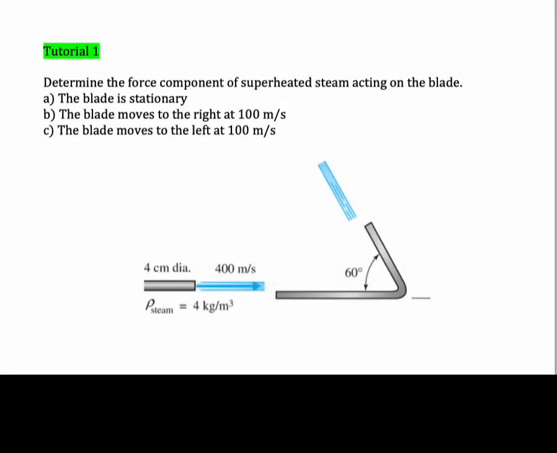Okay, we go for question number 1. The blade is stationary, so we imagine that the blade is not moving. And the idea of how to make sure that the blade is stopped is that we need to supply an equal force from right to left to hold the blade from being pushed by the water jet.